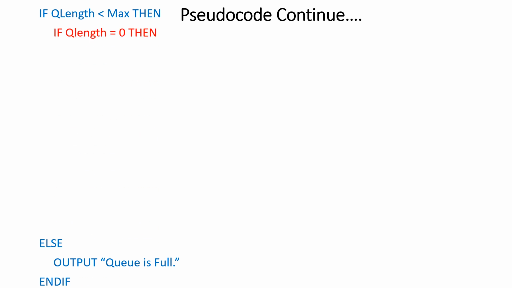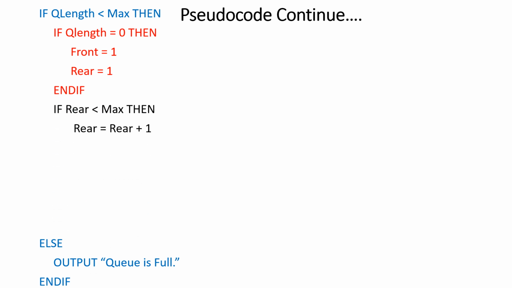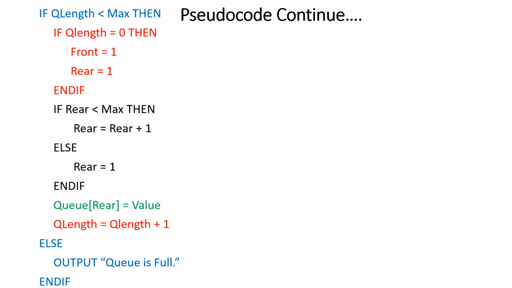If queue length is 0, means this will be the first element, so front and rear both will be 1. Otherwise, if there are few elements and rear is less than max, then just increment rear by 1. Else, point rear to 1. We got new rear index. Simply assign the value to the new rear index of queue. Do you want to add multiple values? Just put this entire code in for loop and you are done.